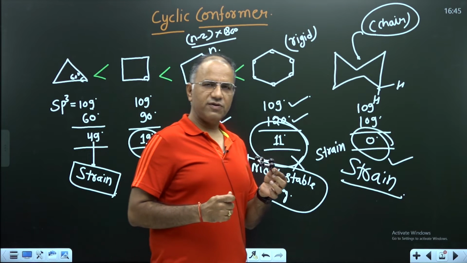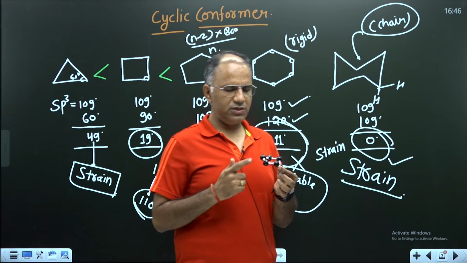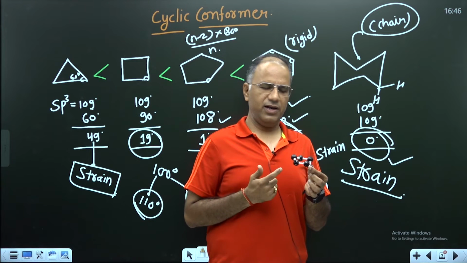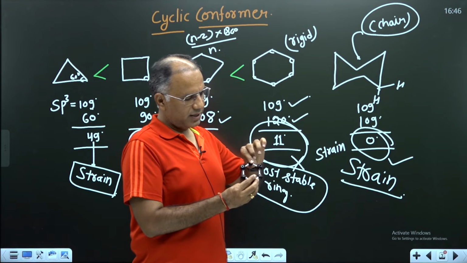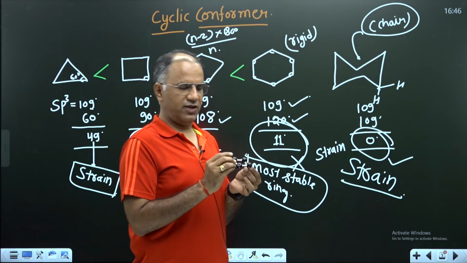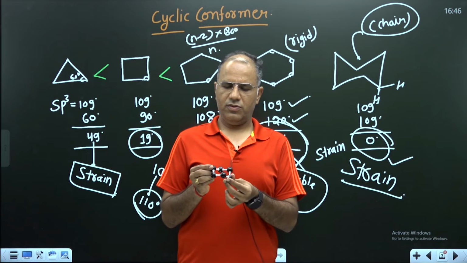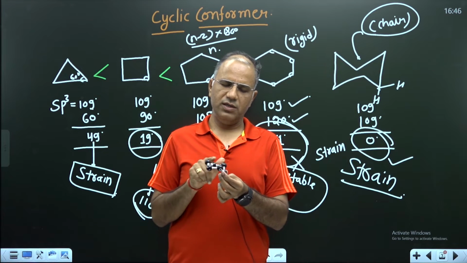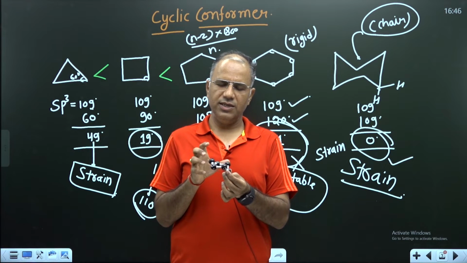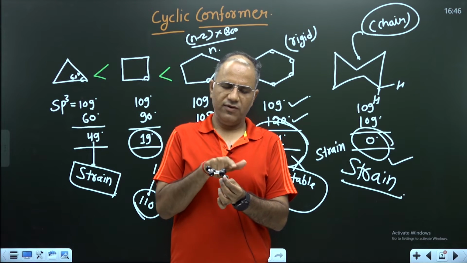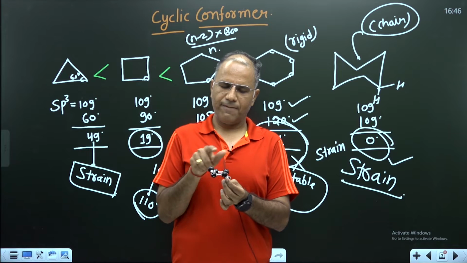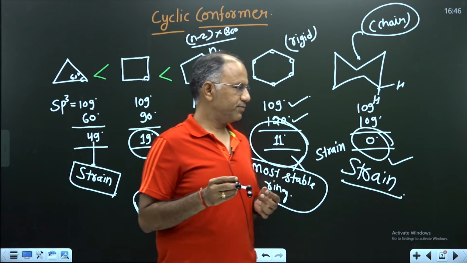Now, what is the advantage of the chair form? The advantage of the chair form is all carbons are perfectly tetrahedral and the strain will be 0. So by buckling, the rigid form will convert into the chair form. If you watch closely, you will see that this structure resembles a chair. Just like a chair, this is our sitting portion. We can keep a leg here. So this is our chair form.